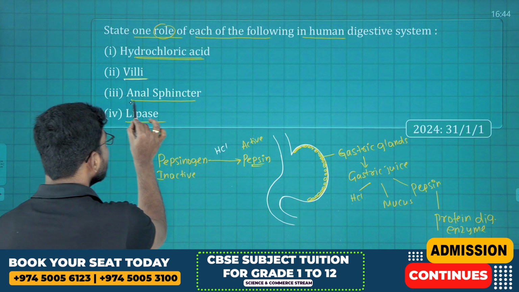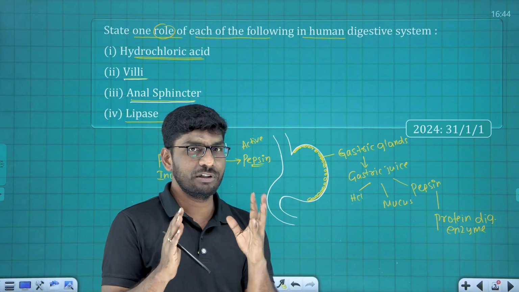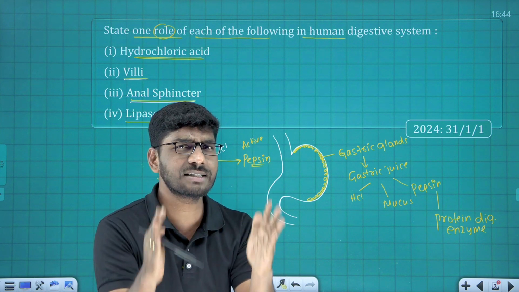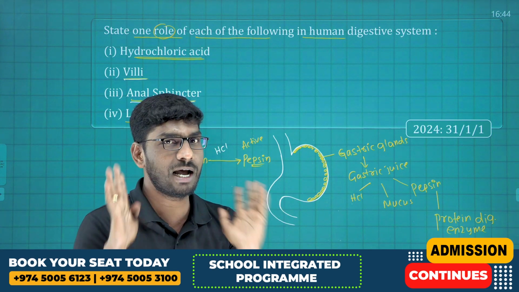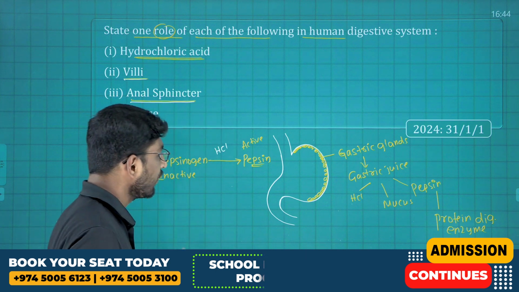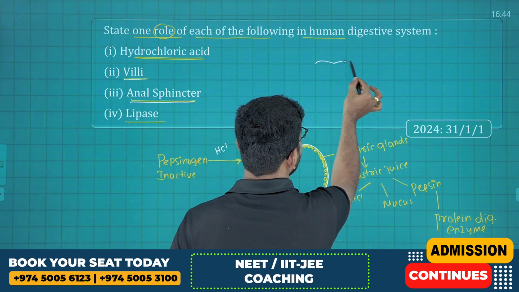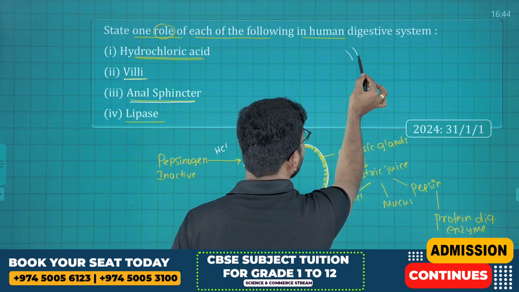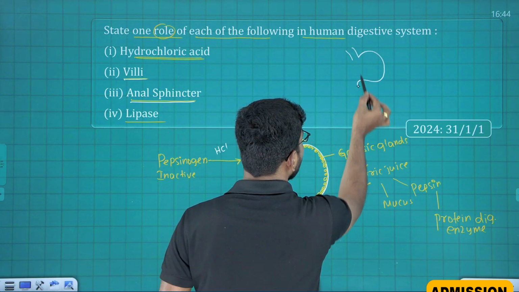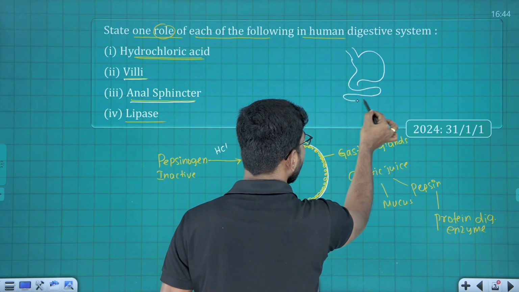Next, anal sphincter, they mention anal sphincter. You need to be very careful with this one. If you read NCERT, the last passage of the human digestive system, you will get the answer. I'll explain here. Careful, look at it. This is the large intestine. Let me write here. Again, this is the stomach. The stomach leads into what? Small intestine. This is the small intestine.